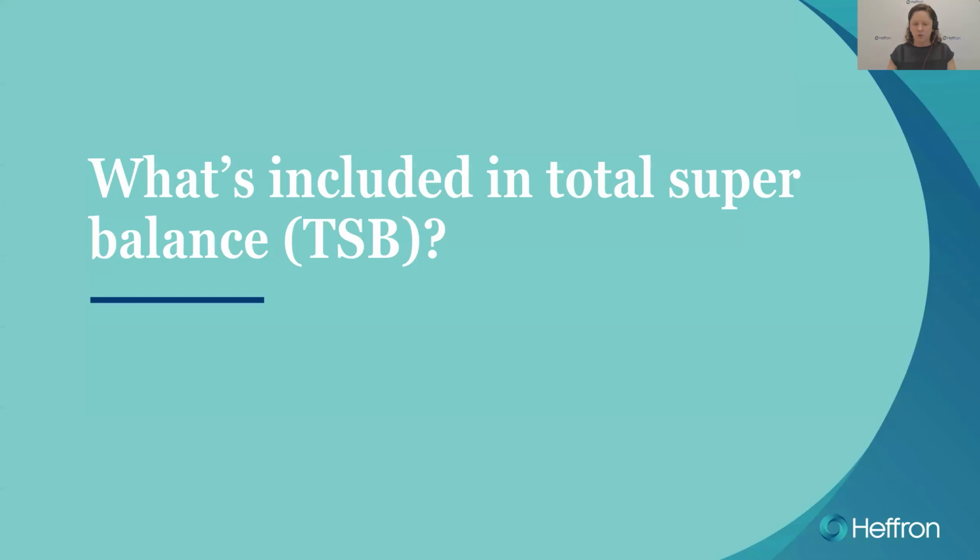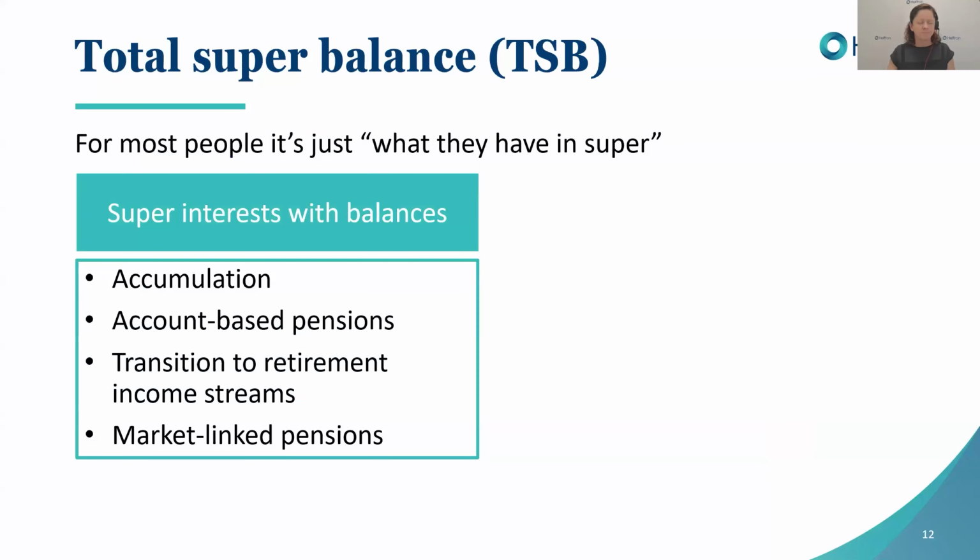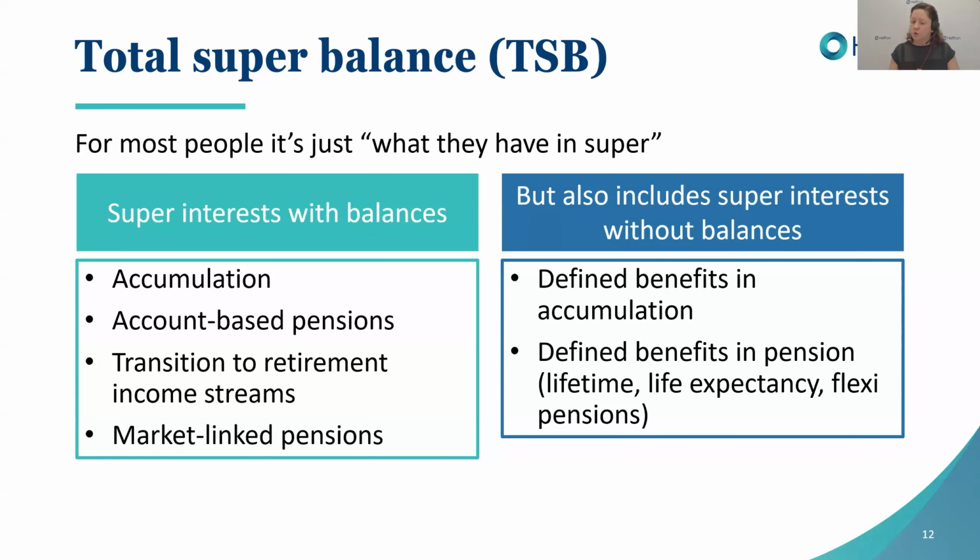What do we actually include in total superannuation balance? Not a lot is changing there. For most people, it's just what they have in super. So it's the value of their superannuation interests that have account balances: their normal accumulation account, account-based pensions, even market-linked pensions, we just take the value of that particular pension. No changes happening there. We also include the value of our superannuation interests which don't have account balances, so our defined benefits, whether they're in accumulation phase or they're in pension phase.